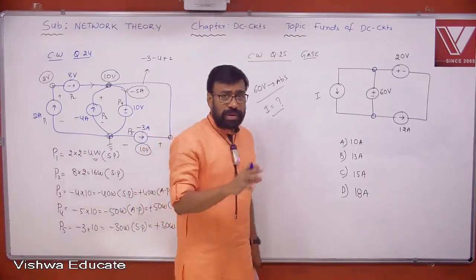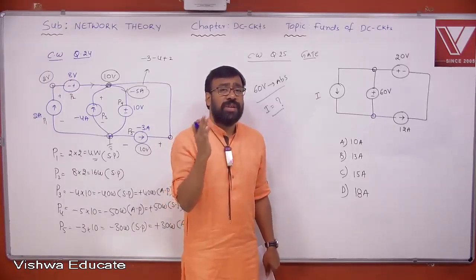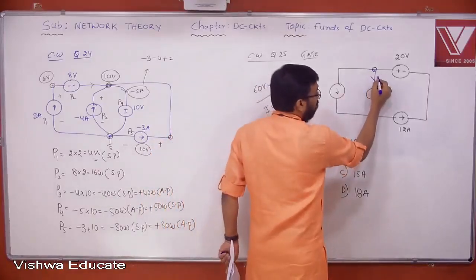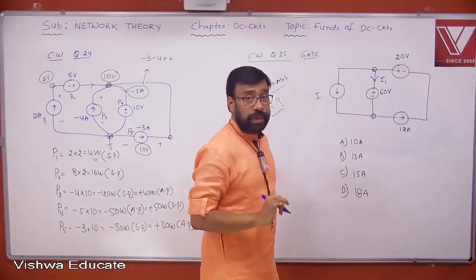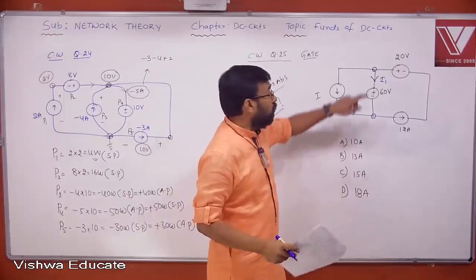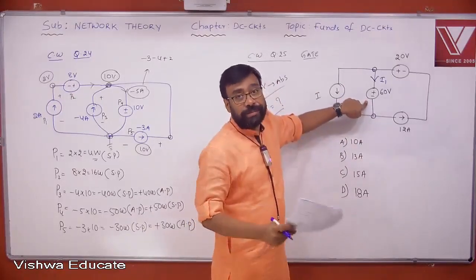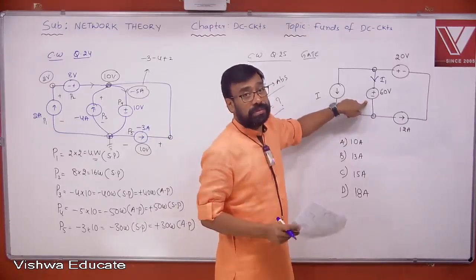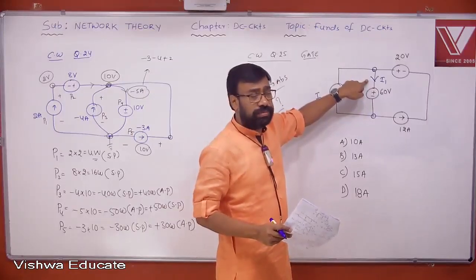So for any source to absorb the power, what should be the relation between the current direction and the polarities of the voltage? The current should enter into the positive terminal, right? So therefore, say this is some I1. Let us assume that this is I1, and I1 should be a positive value. If I1 is a positive value, then only the 60-volt source will absorb the power that is given in the data. It is known that it is absorbing the power, so I1 should be a positive value. Yes or no?